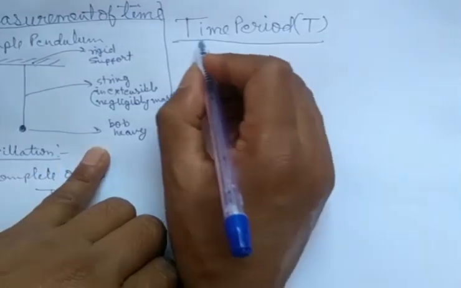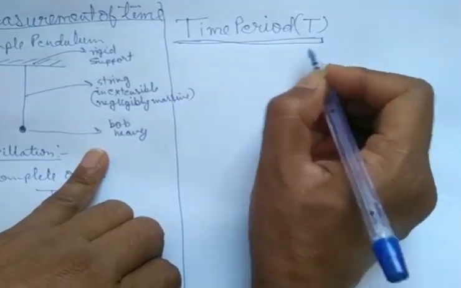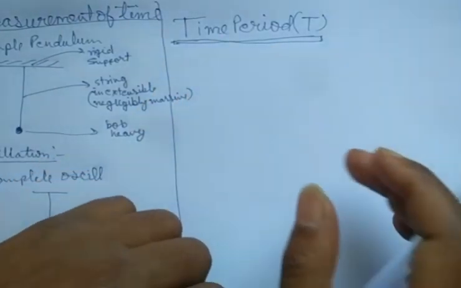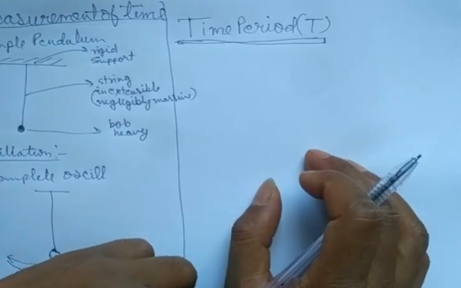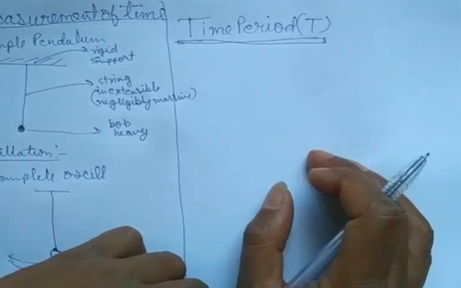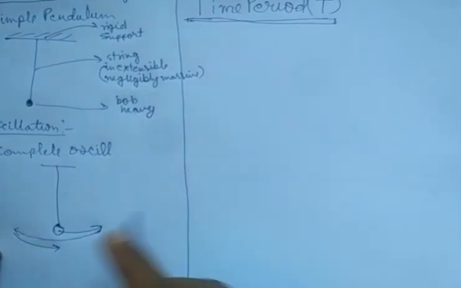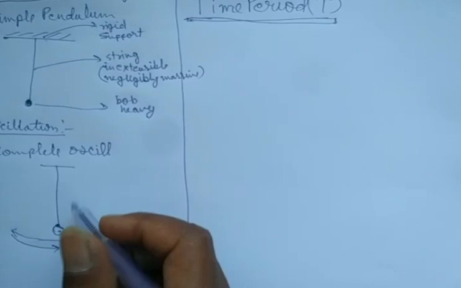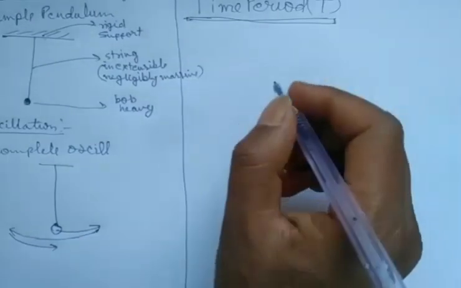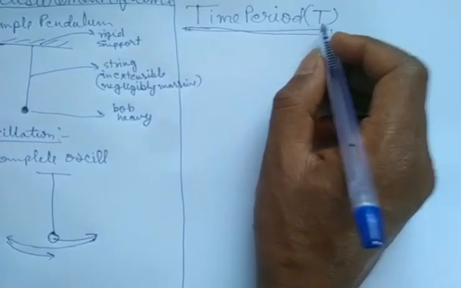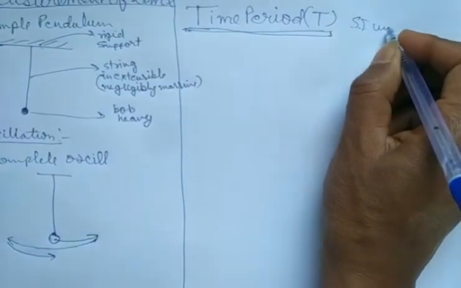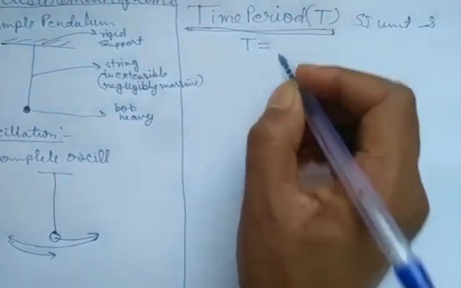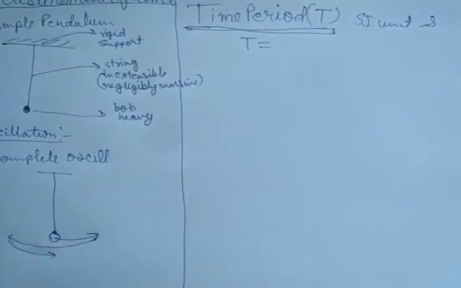Next is time period. Time period, simply time, but certain condition with that. Time period, it is the time taken to complete one oscillation. Means one oscillation means to and fro and again mean position. So the time taken in that one oscillation. So it is denoted by T and it has SI unit second.